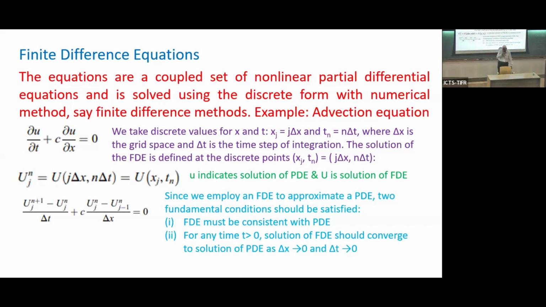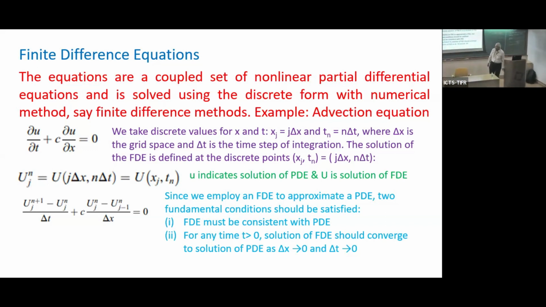If c is positive, then this is nothing but your upwind scheme. So what I have done is I have replaced the continuous partial differential equation with a discrete finite difference equation. Now there are 2 questions that arise.